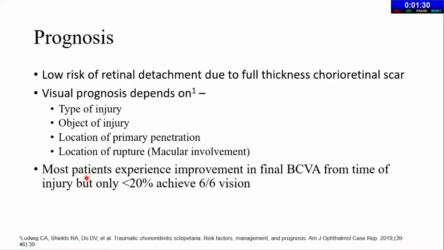Most patients of chorioretinitis sclopetaria experience improvement in final best corrected visual acuity from the time of injury, but only less than 20% of patients achieve a vision of 6/6.